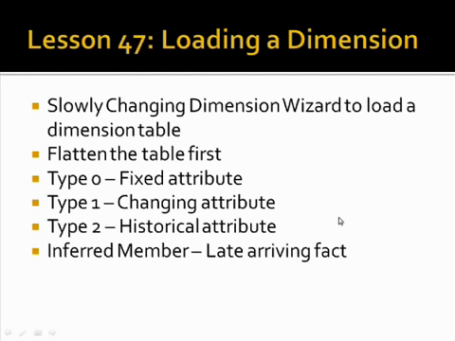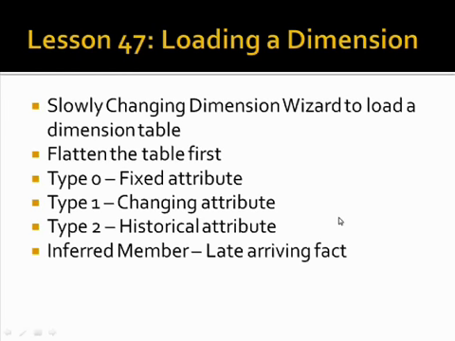In this lesson, we're going to learn how to load a dimension table in a data warehouse. This lesson assumes that you know the basics of data warehousing already, namely what a dimension table and a fact table are. To load this dimension table, we're going to use this thing called a slowly changing dimension wizard, which can be found in your data flow tab. You'll simply drag over your source, drag over any components that are going to flatten the tables, and then you'll connect it to the slowly changing dimension wizard.